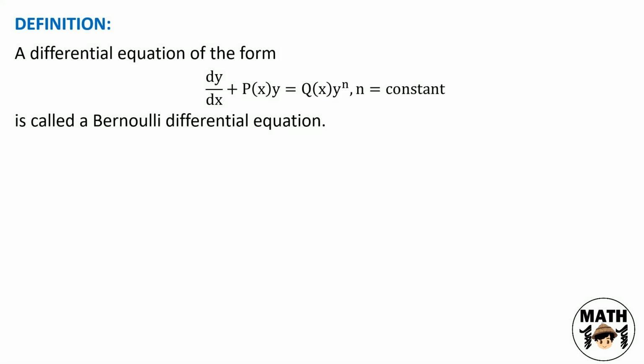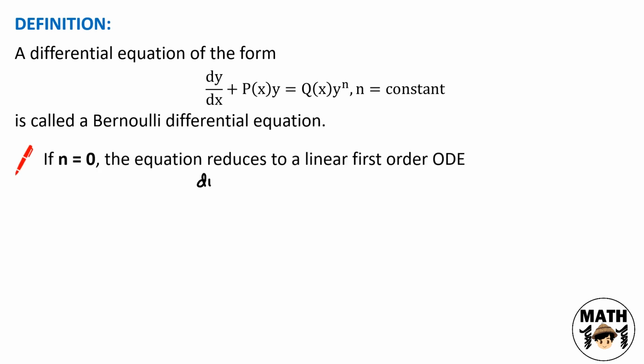A Bernoulli differential equation can be written in this form: derivative of y with respect to x plus p as a function of x times y equals q as a function of x times y raised to n, where n represents any constant. Now let's consider different values of n. If n is equal to 0, the equation reduces to a linear first-order differential equation, because y raised to 0 is equal to 1, so the right-hand side will just be q as a function of x. So we can solve this type of equation using the previous lesson or method that we've discussed.